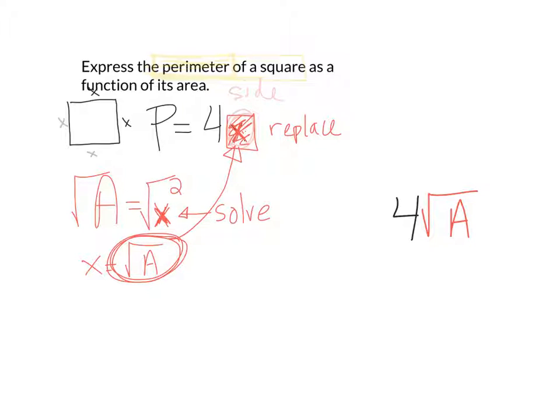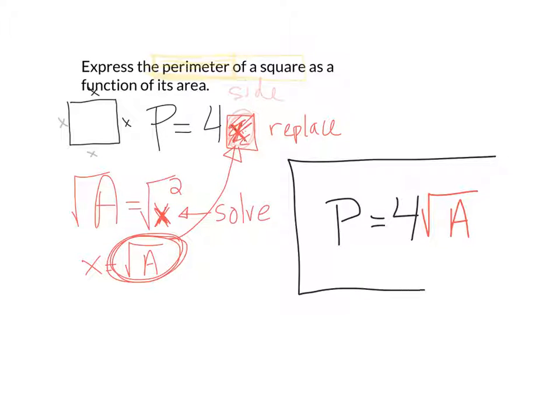There's still a 4, and there's an equal sign, and there's a perimeter. So the perimeter of a square is 4 times the square root of its area. So if you were given an area, you could go directly into this formula and figure out what the perimeter is.